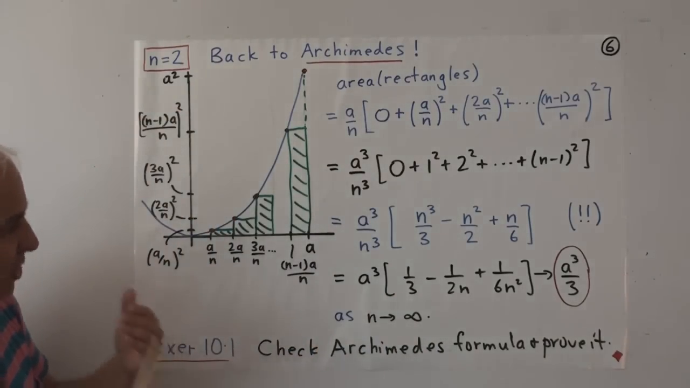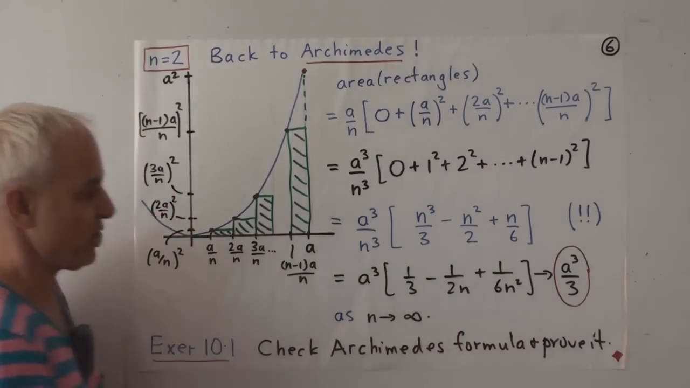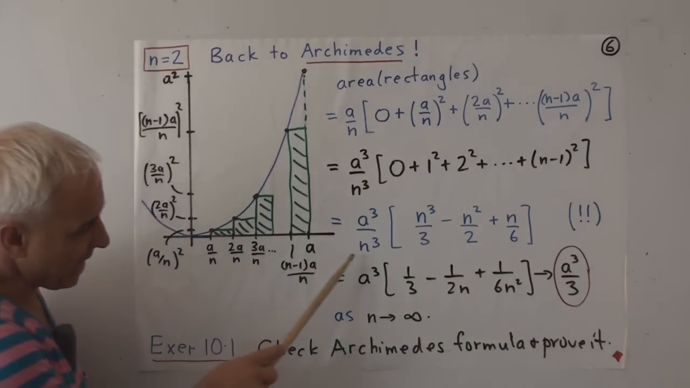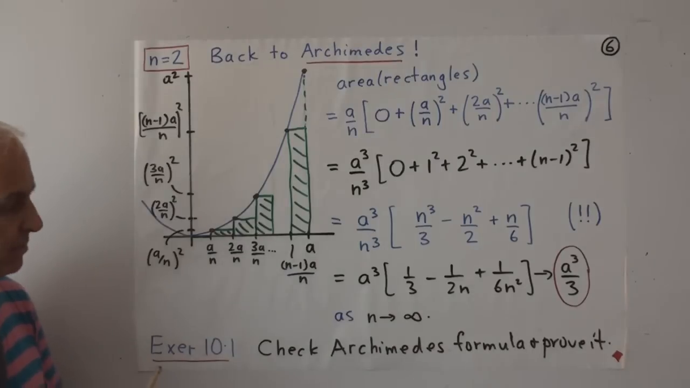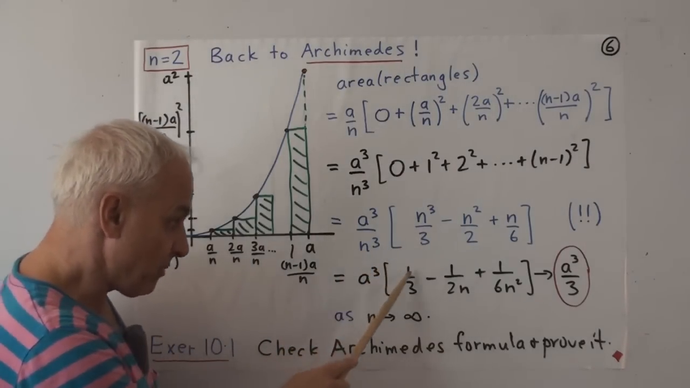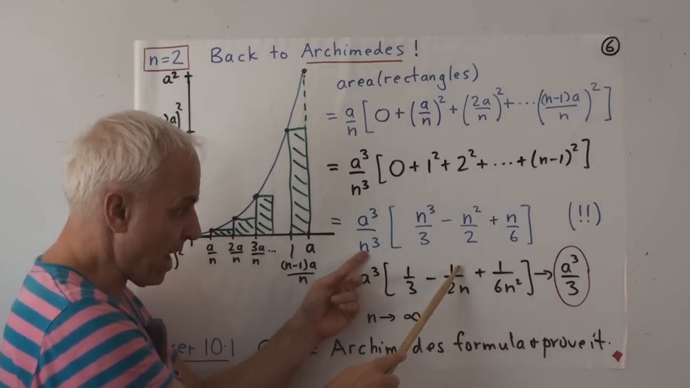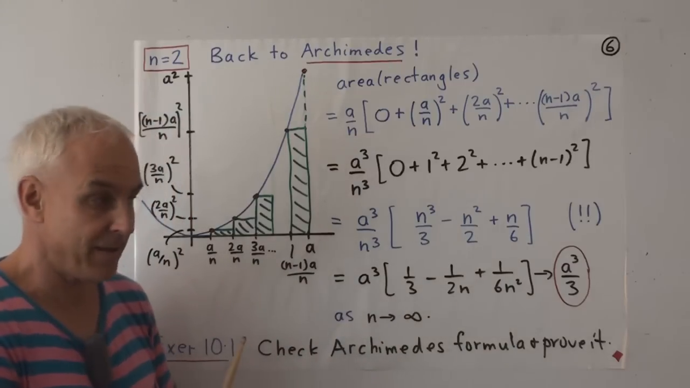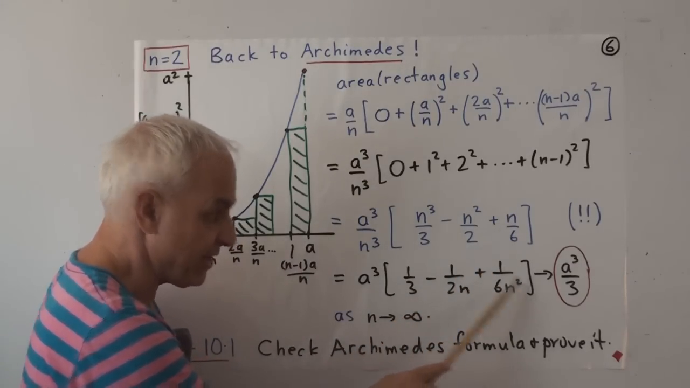All right, so what can we do with this formula once we've got it? Well, we can now simplify this expression. Because this n cubed here, well, we can divide each of these terms by n cubed. We'll get a cubed on the outside, and now this will become just 1/3. And when we divide here, we're going to get minus 1 over 2n. And when we divide here, we're going to get plus 1 over 6n squared.